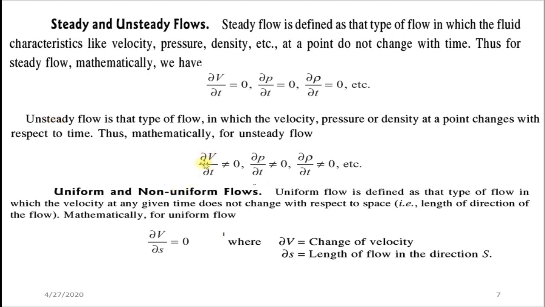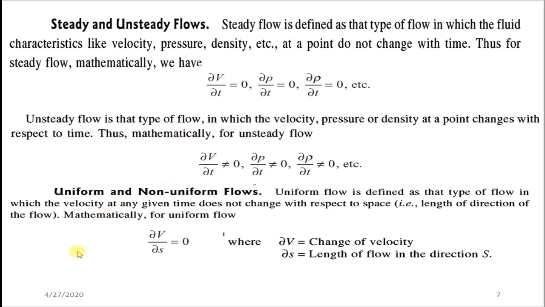That means the change of velocity with respect to time is not equal to 0 because velocity is changing with respect to time. That is why ∂V/∂t ≠ 0. There is a change in pressure with respect to time, ∂P/∂t ≠ 0, and ∂ρ/∂t ≠ 0. This means velocity, pressure, density, all properties change with respect to time in an unsteady flow.